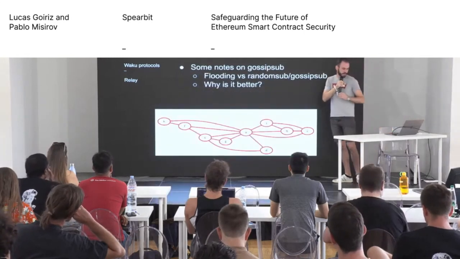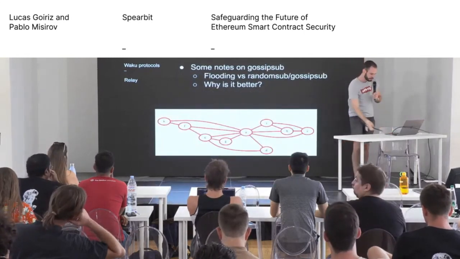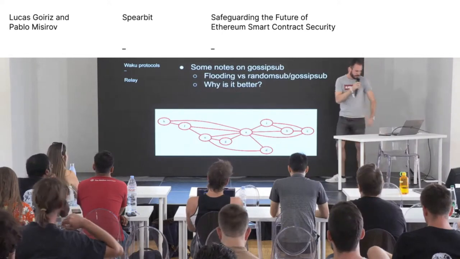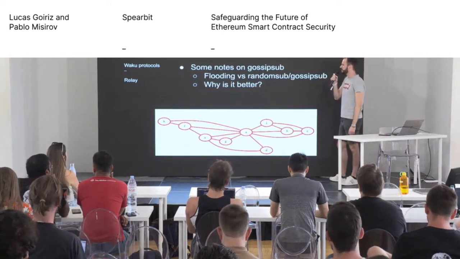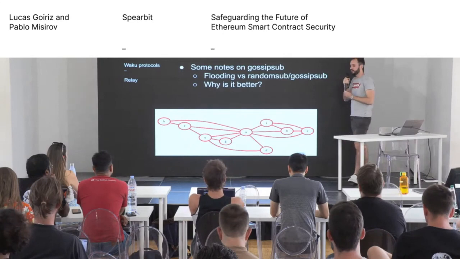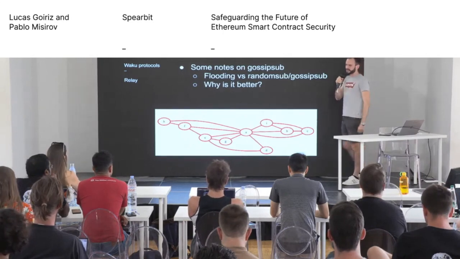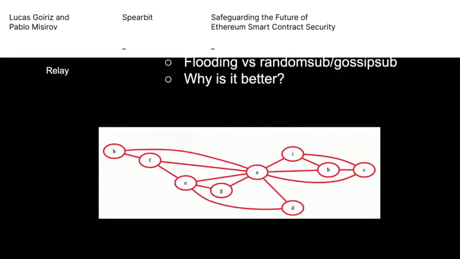Cool. One more thing on GossipSub. At the end of the day, the only duty or job that it has is to propagate one message from a node, could be node A, for example, to the rest of the nodes, right? And we can do this in multiple ways.